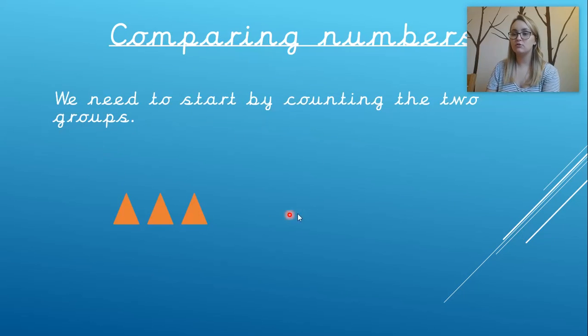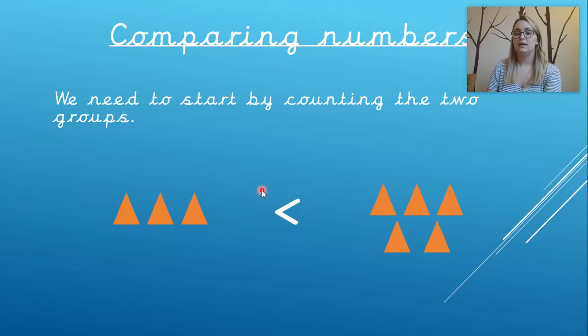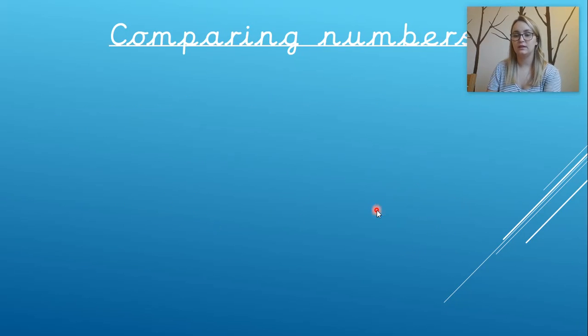So we had 3 triangles and we had 5 triangles, and this time the crocodile's mouth is going to face the other way because he wants to eat the bigger number, and it shows us that 3 is less than 5. He's turned around and he wants to eat the number on this side because it's the bigger number, which means that 3 is less than 5, because he doesn't want to eat the first number because it's not as much food.